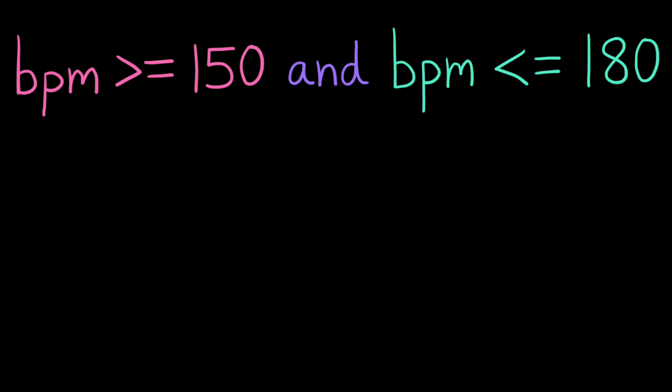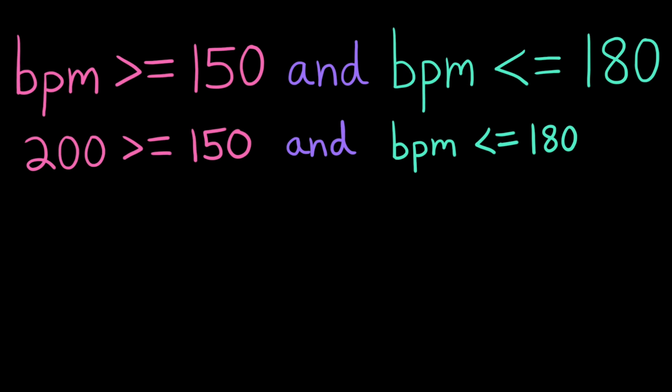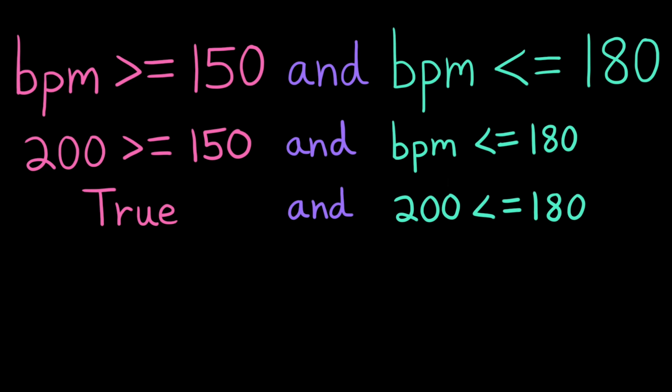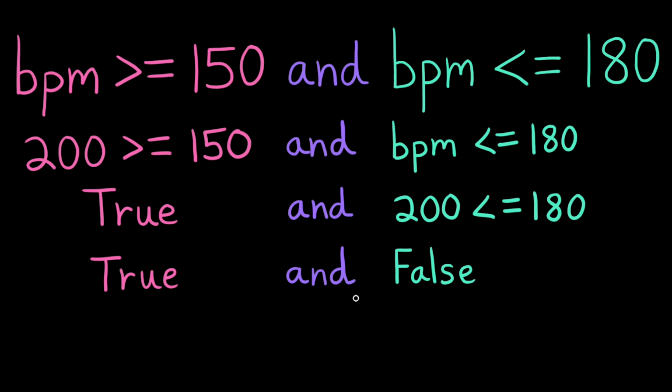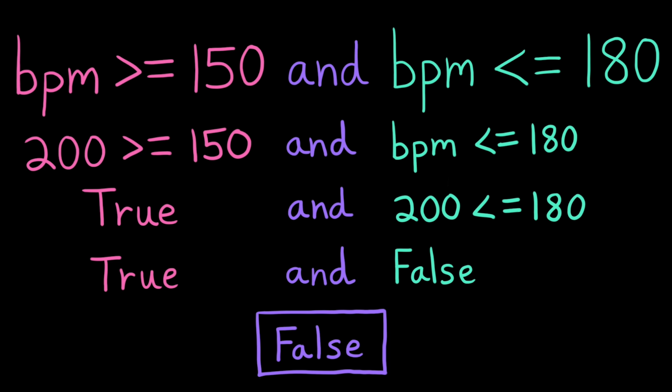So we substitute in that 200 on the left-hand side first and simplify. 200 is greater than or equal to 150, so this evaluates to true. Then we jump to the right-hand side. 200 is not less than or equal to 180, so this evaluates to false. Now that we've simplified both sides down to a Boolean value, we evaluate the AND. An expression with the AND operator only evaluates to true if both sides are true, so a true and a false evaluates to false, and boom, the computer has its answer.